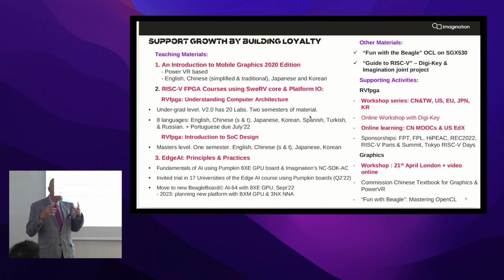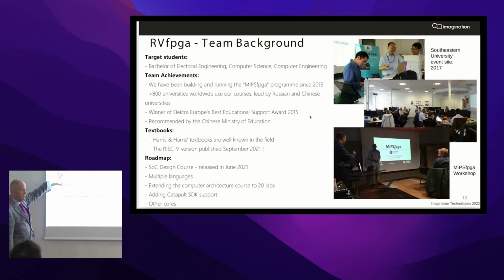They cover the real basics of Edge AI. What's AI? What's Edge AI? And what are the 10 most popular algorithms that you might use in an Edge AI system? So really good basic stuff, again, aimed at undergraduates. And that is an area that will develop over the next 2 years. We've got a roadmap to add more advanced examples and higher performance examples. So 3 pillars: graphics, computer architecture and SoC, and Edge AI. That's where we're channeling our activities.